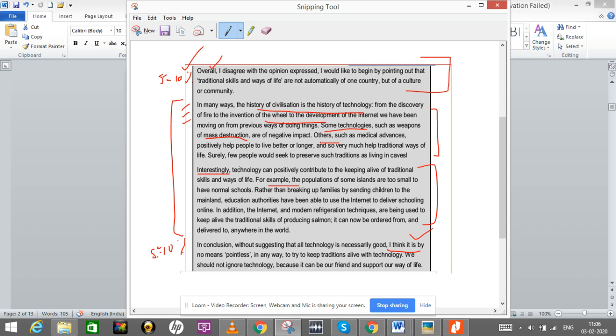two or three points you are going to elaborate. For example, here the person has suggested that yes, some technologies such as weapons and weapons of mass destruction are of negative impact. So this suggests why the person is not agreeing with the fact, because the technology has its flaws as well. In the same manner, you have to carefully design and structure your essay, and work it out properly. More or less, you have to suggest why you disagree with the fact.